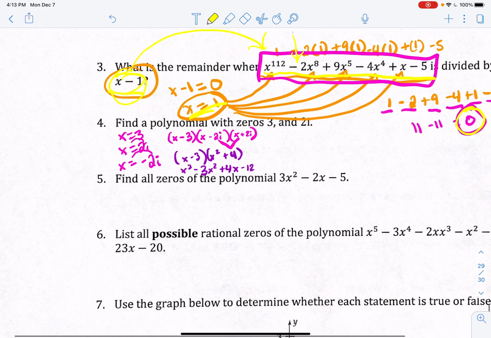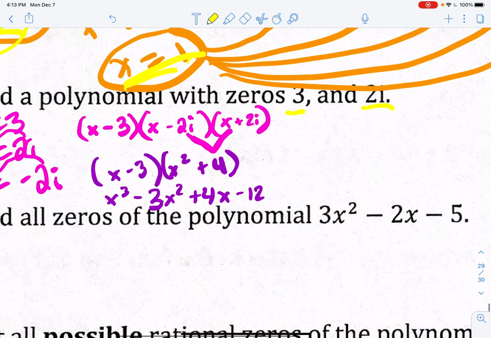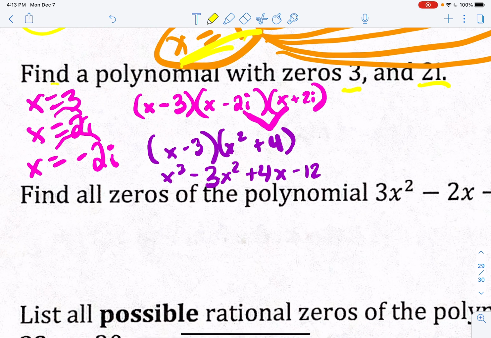We went through example 4 real quick too. It said my zeros were 3 and 2i, and we said that means that x equals 3 and x equals 2i, but if you have an imaginary 0, then that means its conjugate is also a 0. So x equals negative 2i is another one as well. So that means we have these 3 guys as factors. And when you have imaginary numbers, you always want to multiply the conjugates together first, because those middle 2 pieces are going to cancel out with each other, okay? And that makes it really nice.